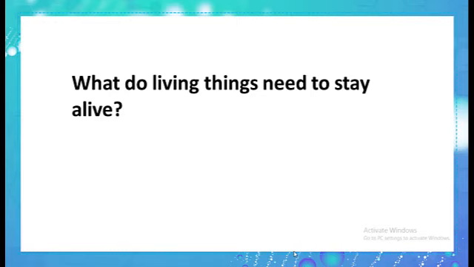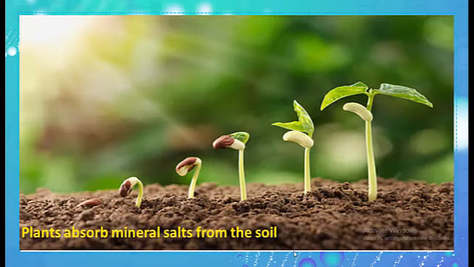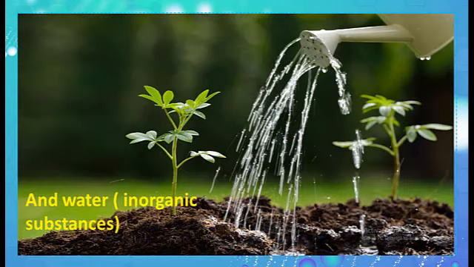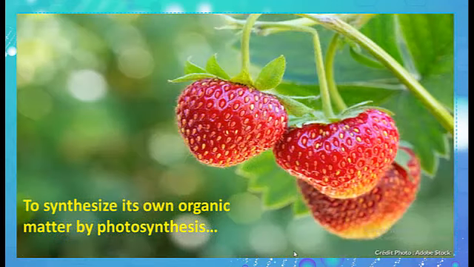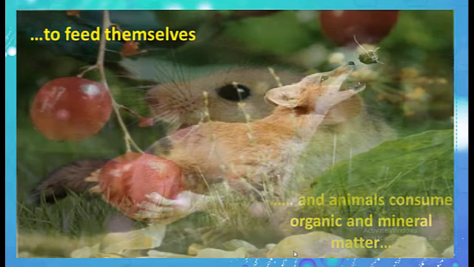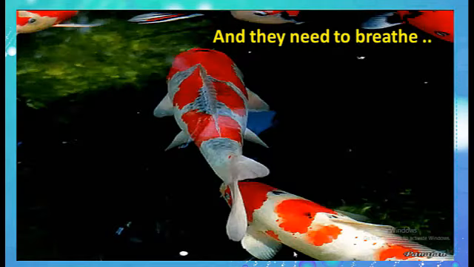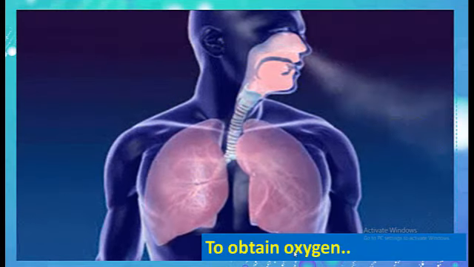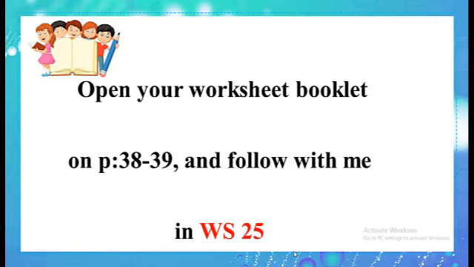What do living things need to stay alive? Plants absorb mineral salts from the soil and water, which constitute together inorganic substances, to synthesize their own organic matter by photosynthesis. Man and animals consume organic and mineral matter to feed themselves, and they need to breathe in order to obtain oxygen. Now, open your worksheet booklet on pages 38-39 and follow with me in Worksheet 25.